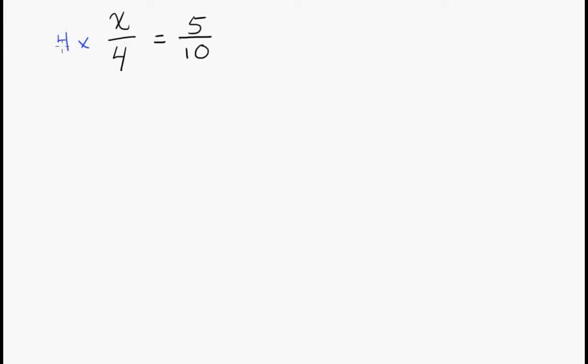So we're going to start over here. We're going to multiply this side by 4, and we're going to multiply this side by 4. So what's going to happen is we're going to get 4x over 4. 4 times x gives us 4x, equals 5 times 4 gives us 20 over 10.